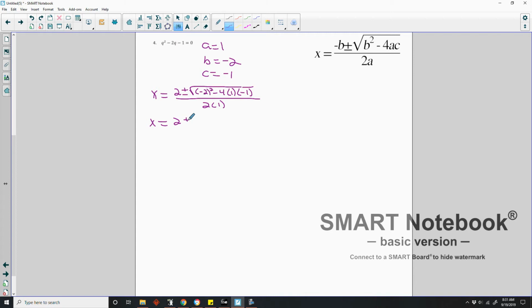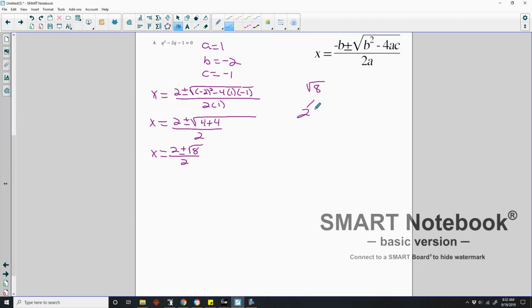So simplify. x equals 2 plus or minus the square root. Do not ever get a negative here. That's the biggest mistake. Negative 2 squared is positive 4. Negative times a negative is positive. 4 times 1 is 4 times 1 is 4. All over 2. So x equals 2 plus or minus the square root of 8 over 2.